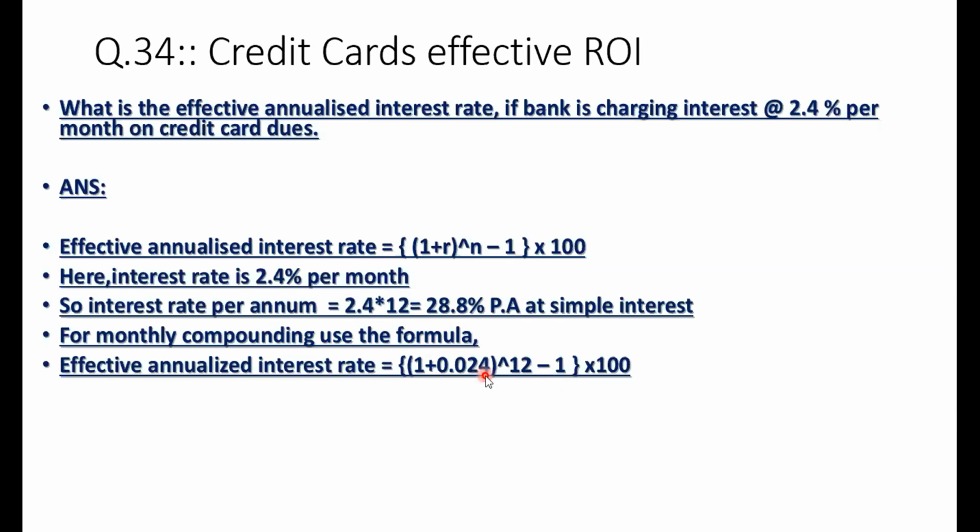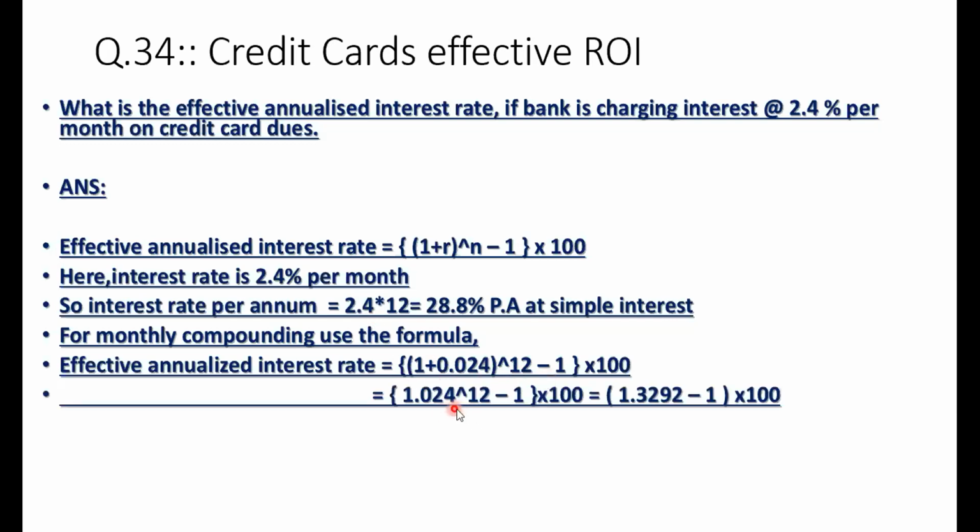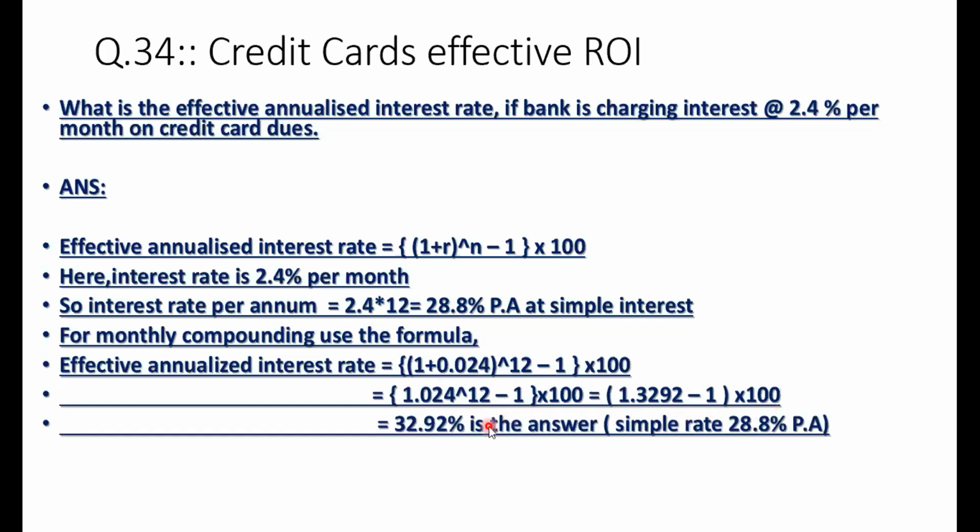0.024 is the simple interest, but it is getting compounded, like an EMI, no? Every EMI 0.024, then the next EMI. So annualized, this is the formula: 1.024 to the power 12 minus 1. If you calculate like this, it will become 1.3292 minus 1, which means 0.3292 into 100. So the answer is 32.92. The effective rate is 32.92.